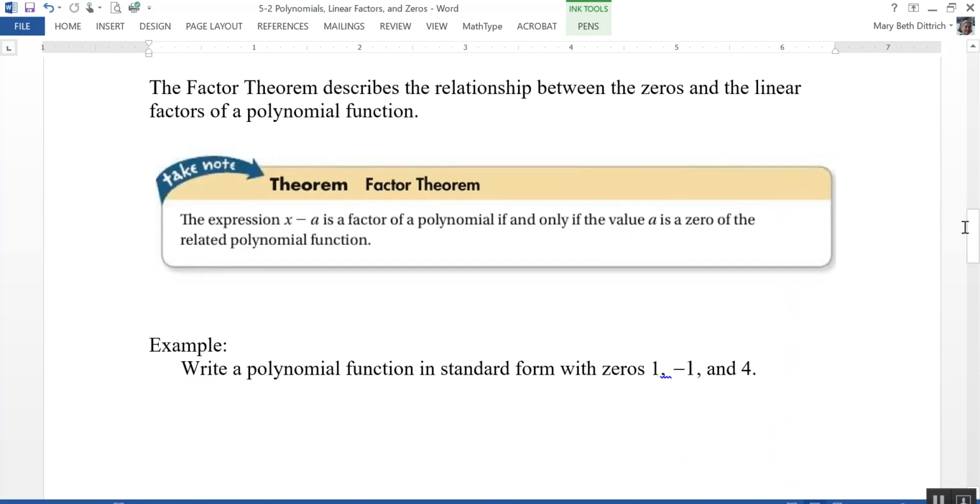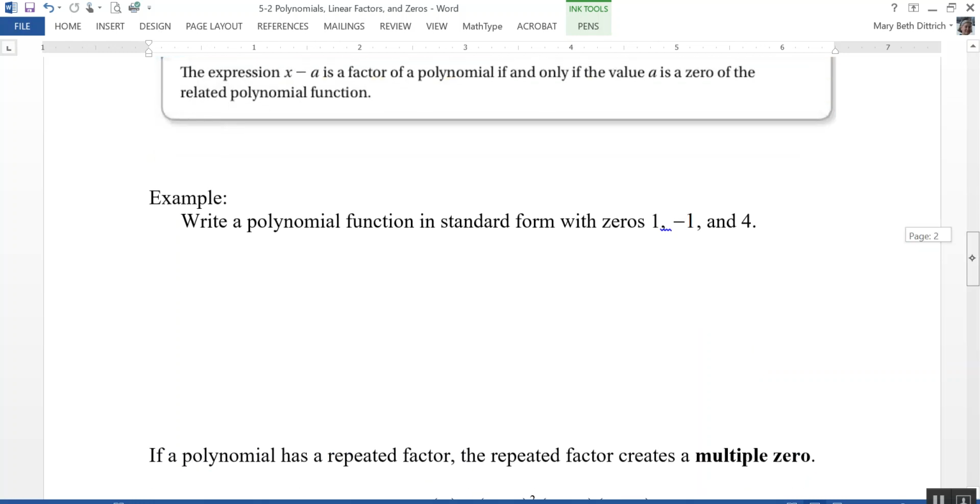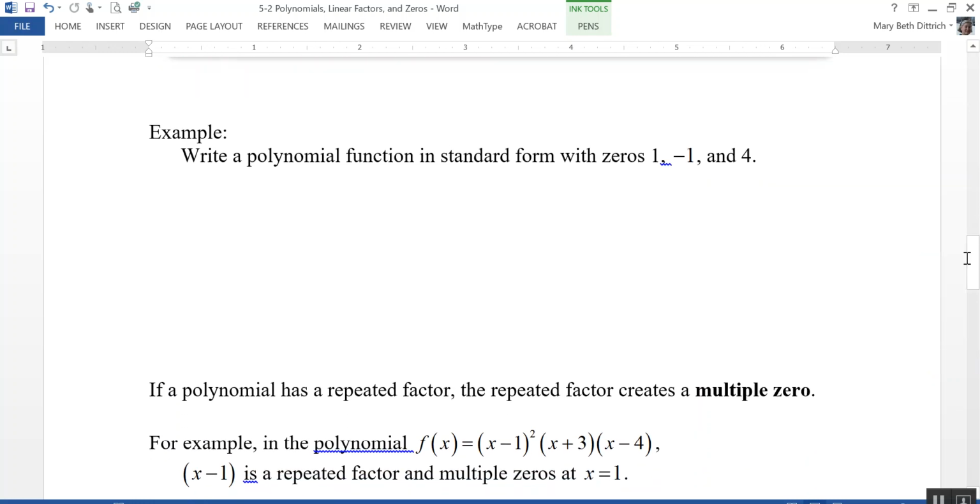The factor theorem describes the relationship between the zeros and the linear factors of a polynomial function. The expression x minus a is a factor of a polynomial if and only if the value a is a zero of the related polynomial function. In other words, now we're going to be doing these problems backwards. So here's an example. We need to write a polynomial function in standard form that has zeros of 1, negative 1, and 4. So x is equal to 1, x is equal to negative 1, and x is equal to 4, and I need to turn that into a polynomial function.